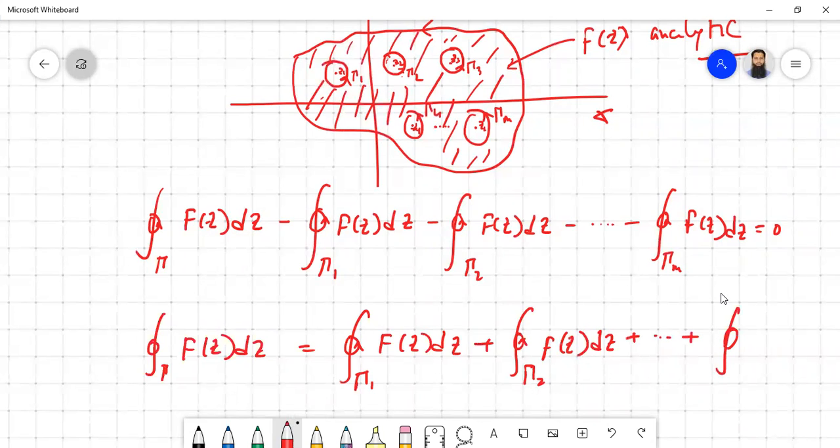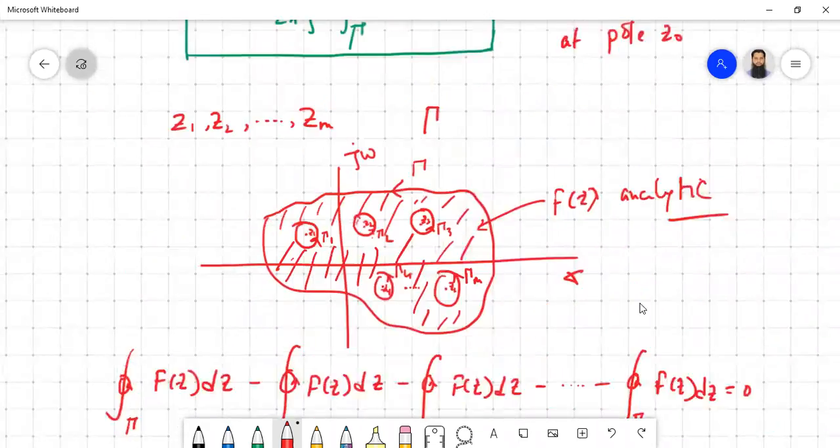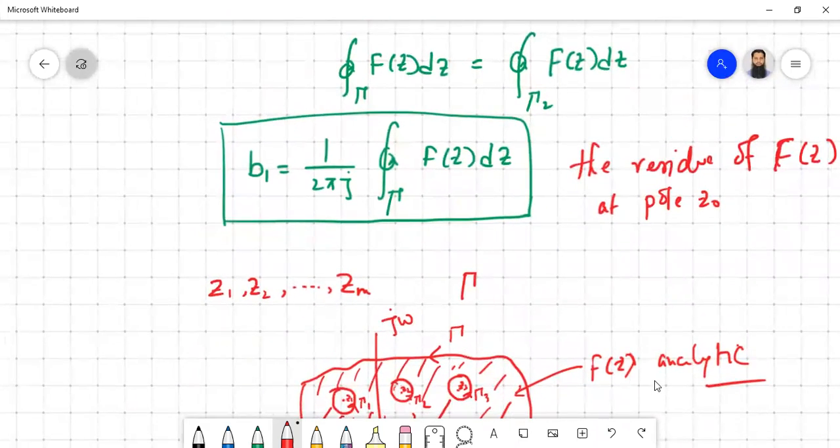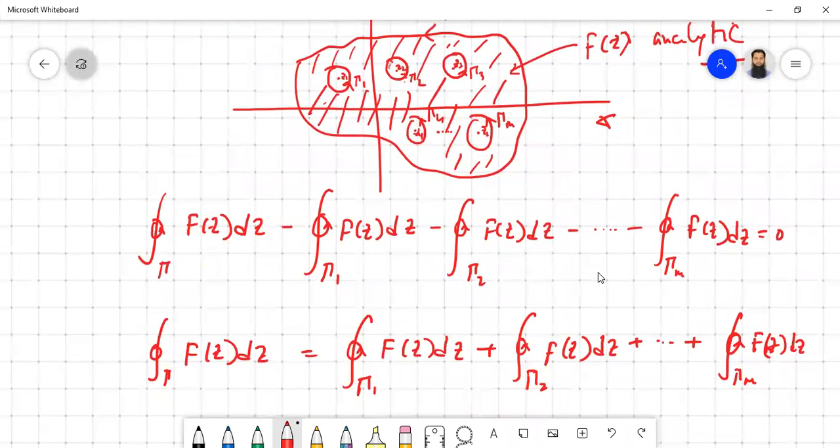Okay, so this is one of the important properties that we obtain from the Cauchy-Gauss theorem. Now we can apply the formula that we derived with B1. As you can see, the integration over this side is already achieved in this equation, which is this one.